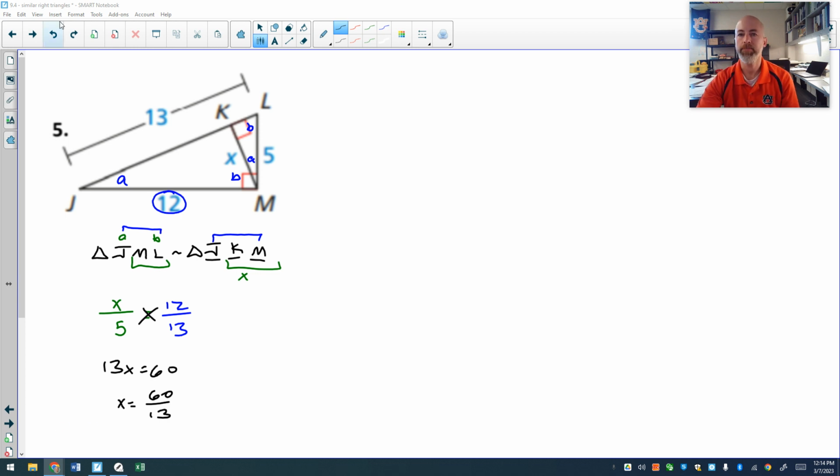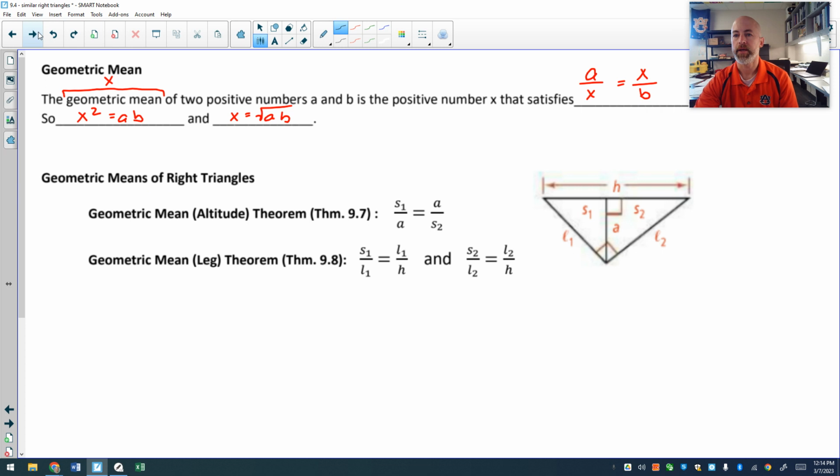Let's see, I'm going to move on. Moving on to geometric means, and this is where 6th period we didn't even sniff this in 6th period. So 7th period, if you're watching, this is going to be a little bit of a review, which is good for you. 6th period, you definitely need to pay extra close attention starting here.